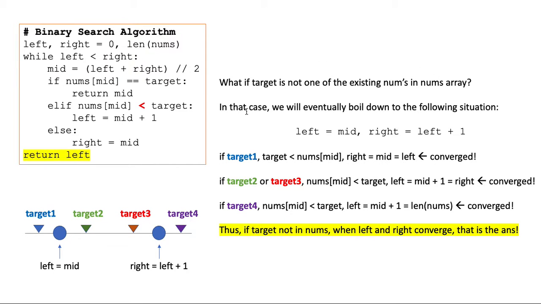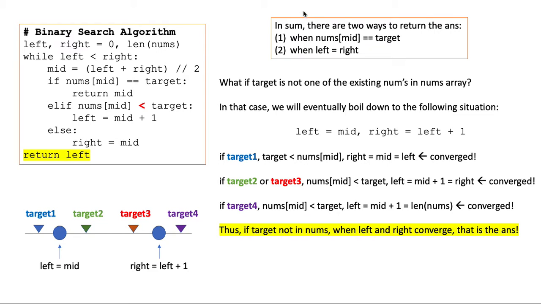You may be wondering, what if the target is not one of the existing numbers in the nums array? In that case, we'll eventually boil down to the following situation. Left equals mid and right equals left plus 1. In this situation, there are three different follow-up situations. But regardless of which follow-up situation, at the next iteration, right will converge to left or left will converge to right. Thus, if the target is not in the nums array, when left and right converge, that will be the answer, and we will return the answer.